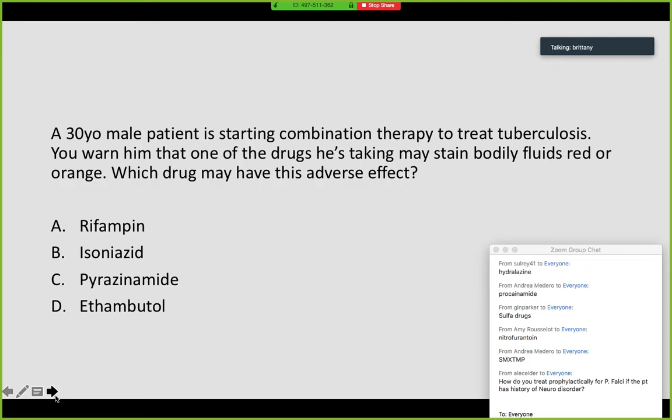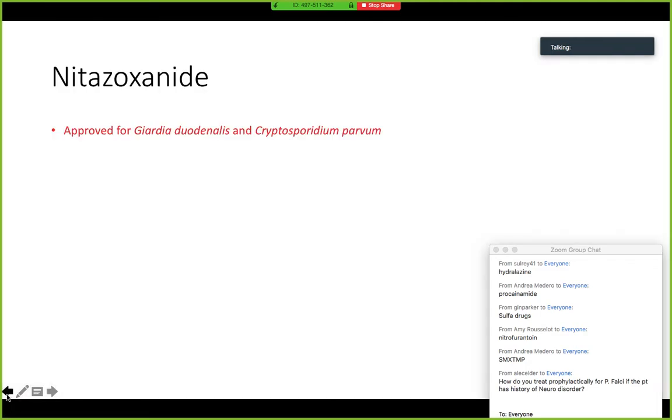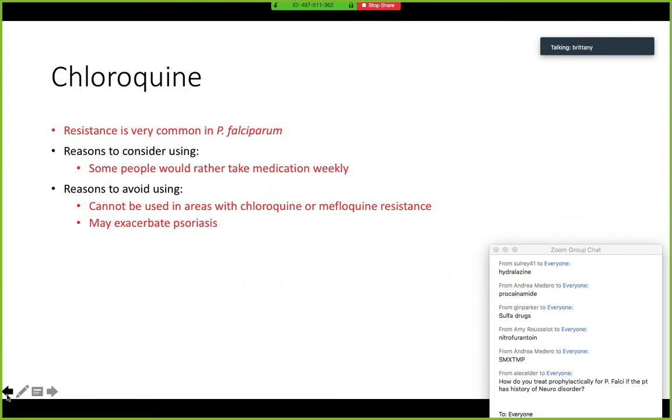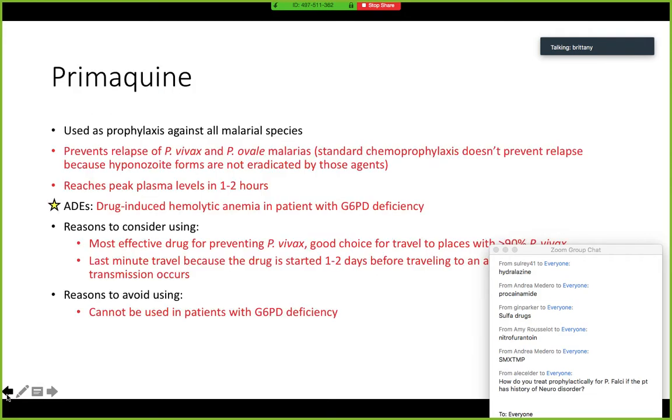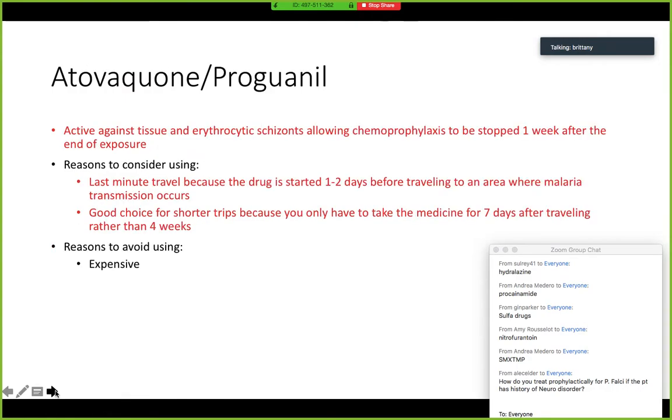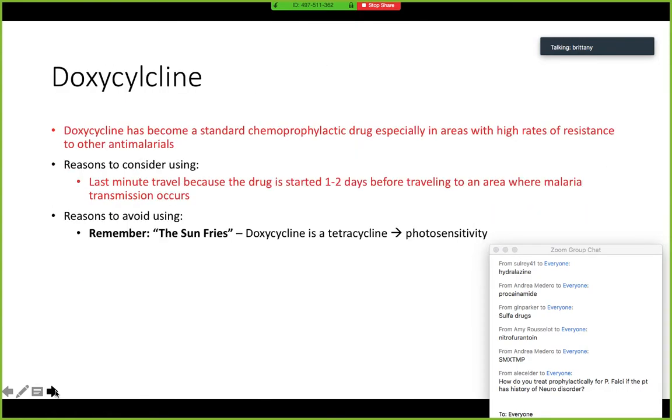How do you treat prophylactically for P. falciparum if the patient has a history of neuro disorder? My guess would be chloroquine, unless it's a chloroquine resistant area. But I'm not sure if that can be used for prophylaxis. That's something that I would have to look up because I'm not sure, to be totally honest with you.